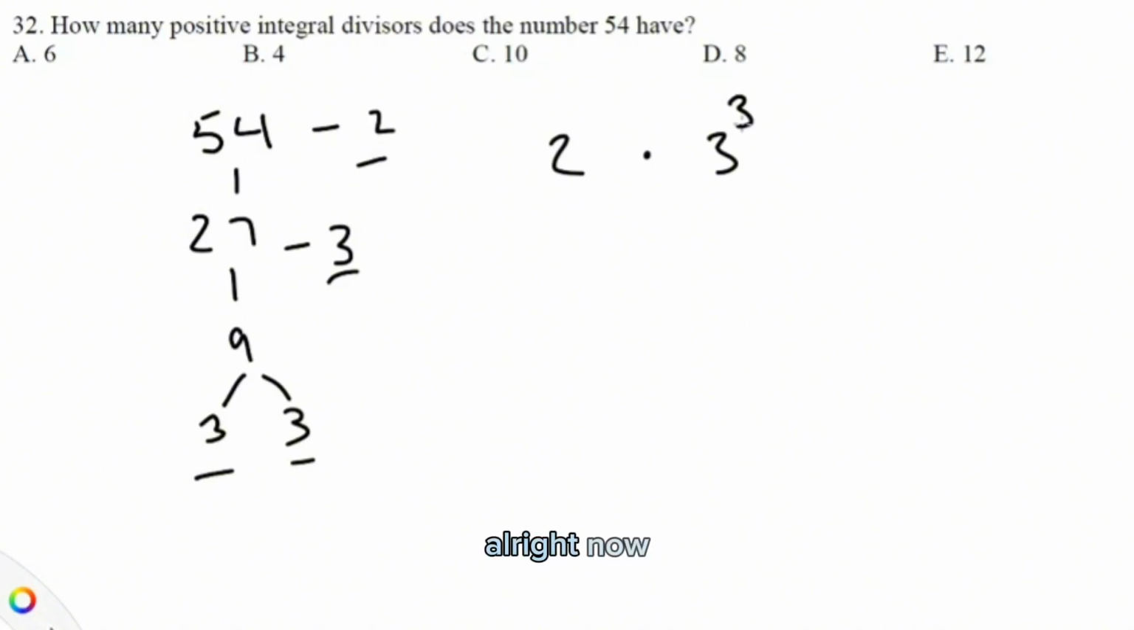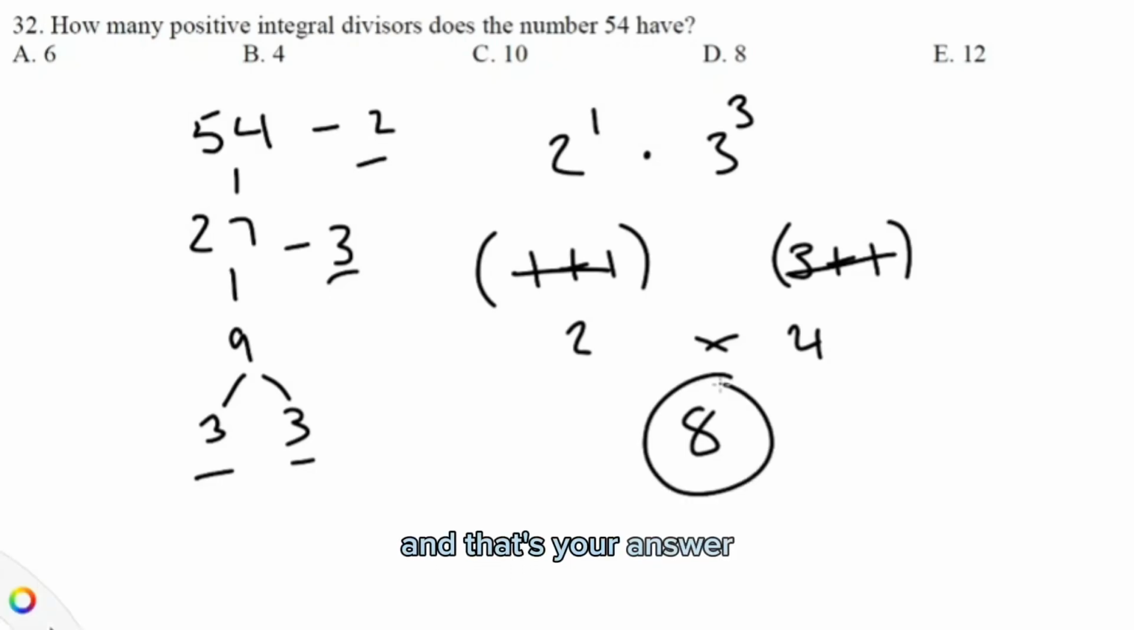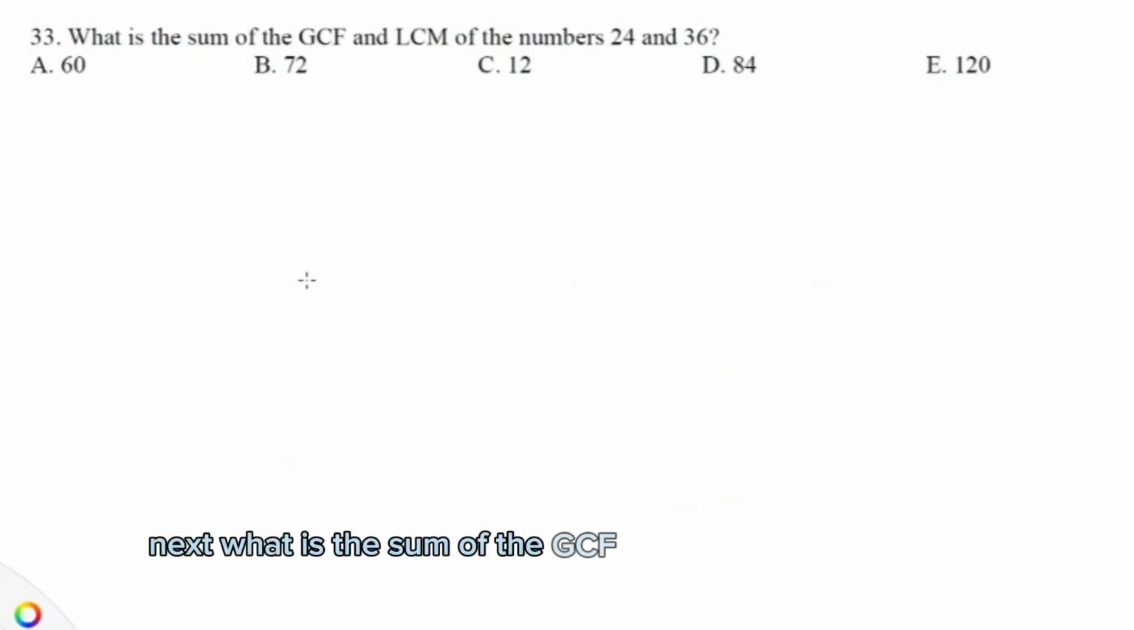Alright. Now, to solve for positive integral divisors, you need to take the exponent values. So we know that 2 is to the power of 1 and 3 is to the power of 3. So we can just take 1 and 3. Now we add 1 to each of these. So 1 plus 1 and 3 plus 1. And then just multiply them. So that's 2 times 4, which is 8. And that's your answer. Next, what is the sum of the GCF and LCM of the numbers 24 and 36?